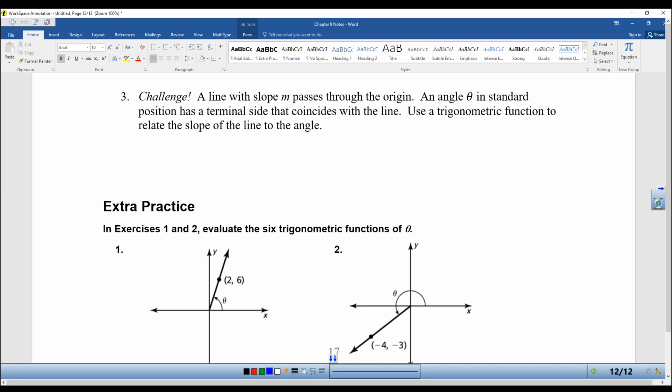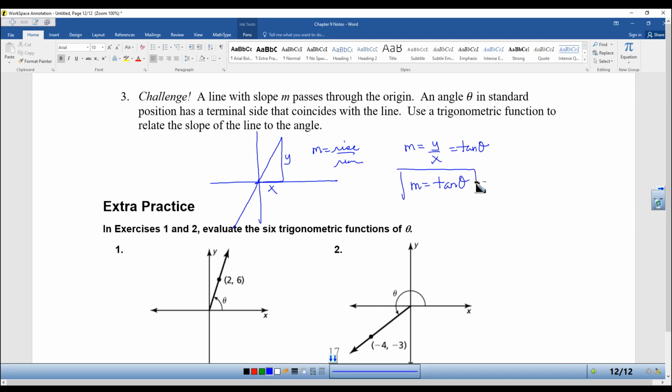And the last one, a little bit of a challenge here. We have a line with slope m that passes through the origin. So I don't know what this slope is, but I know that m is equal to rise over run. So if you think of the rise as y and the run as x, then slope is equal to y over x. And since y over x is another definition for tangent of theta, then you could say that the slope of a line is the same as tangent of theta, which is something that we will talk a lot more about in the future. Just getting your mind ready for it.